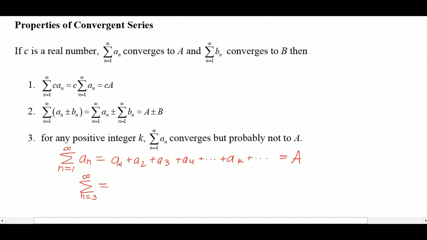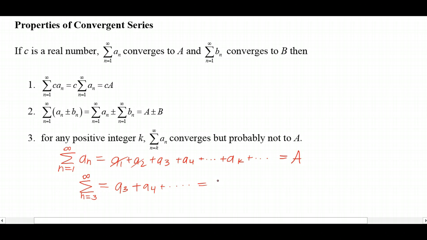So let's think about that. If all of the terms, a1, all the way out to infinity, add up to a finite number, well, if I sum n equals 3 to infinity, now I'm cutting off the first two parts. So a3 plus a4 plus dot dot dot all the way out. Well, if I add up less than this amount of numbers, so I'm taking away a1 and a2, that's definitely going to converge as well. But it's going to converge to some different value.